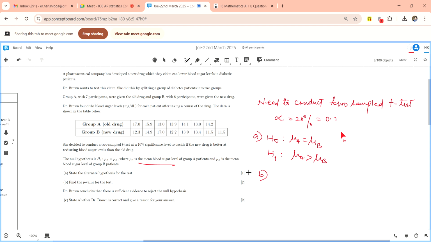17.0, 15.9, 13.0, 13.9, 14.1, 13.0, 14.2. If you have any other data, just delete those. 17, 15, just cross check at least two times.